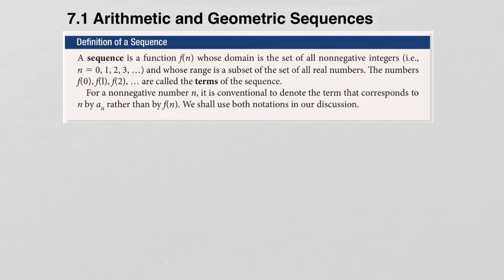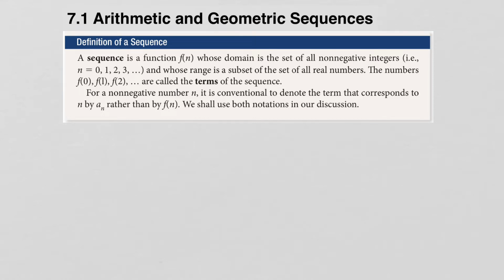And the range of the sequence is a subset of all the real numbers. The numbers f of 0, f of 1, f of 2, etc. are called the terms of the sequence. For a non-negative number n, it is conventional to denote the term that corresponds to n by a sub n rather than writing f of n. And we will use both notations.